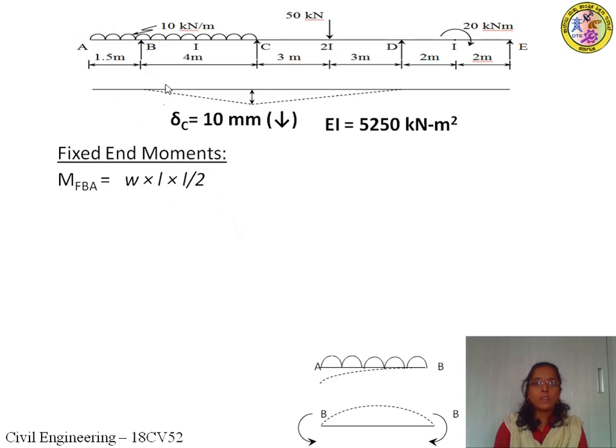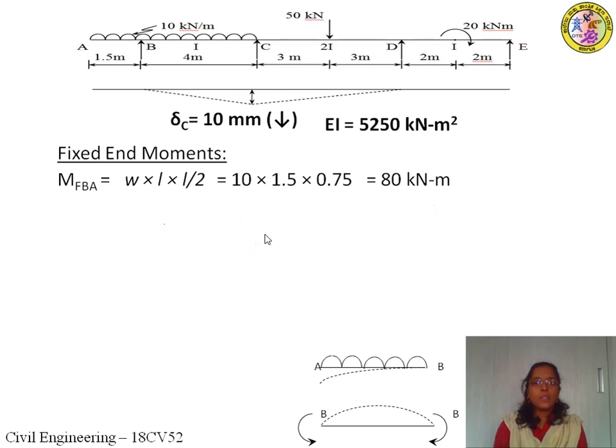So where W is the intensity of the loading, L is this 1.5 meter overhanging portion, and L by 2 is half of 1.5. So let us substitute the values: 10 intensity, 1.5 is the overhanging portion, into half of 1.5, which is 0.75. That will be equal to 80 kilonewton meter.